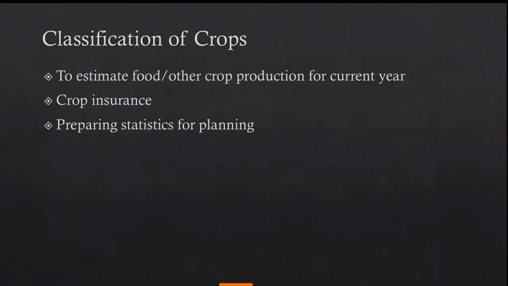So how do we do it? Why do we do this? To estimate food or other crop production for the current year, to know how much we can expect of a particular crop. Is there going to be a shortage of wheat or maybe corn or rice or something like that? How much for crop insurance purposes, and to prepare statistics for planning for the government.